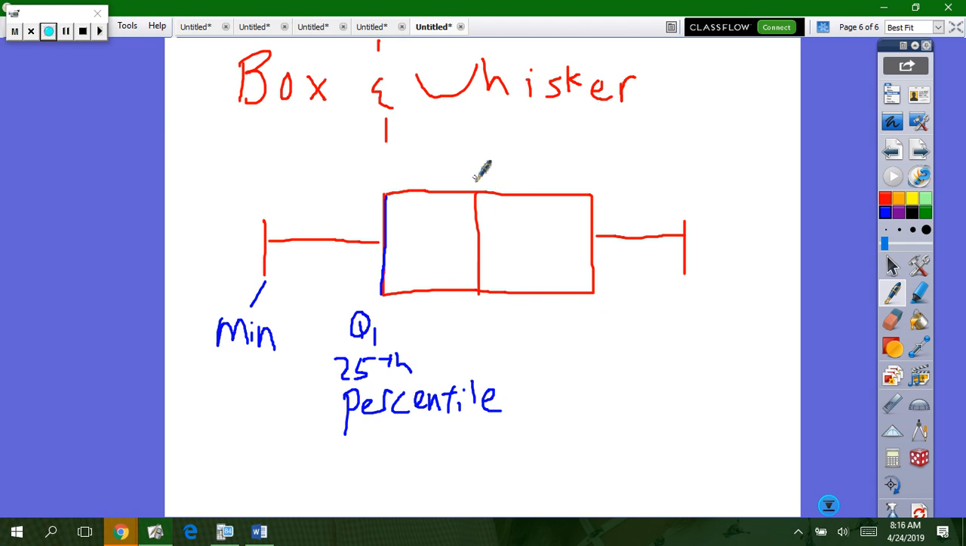Okay, this middle line is the median. What's another name for the median? The middle, or average? Nope. Not average. It's the 50th percentile. That should make sense because it's the halfway point.